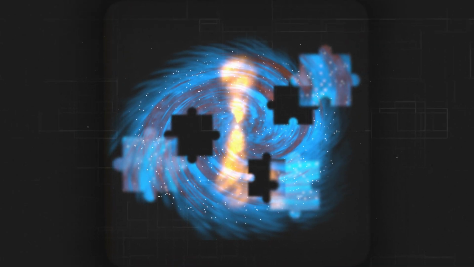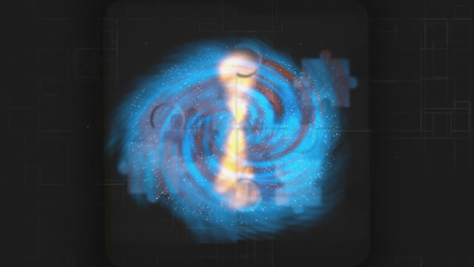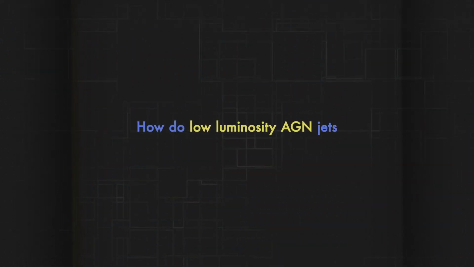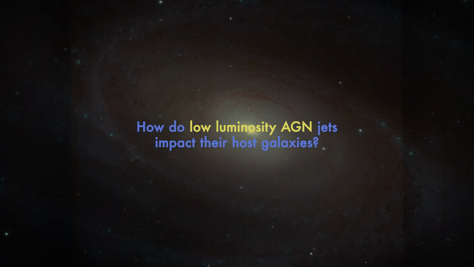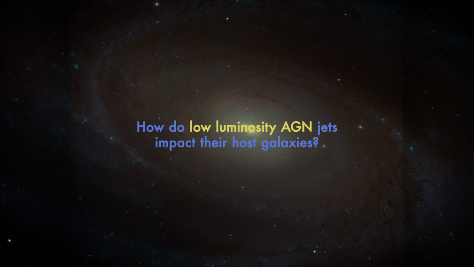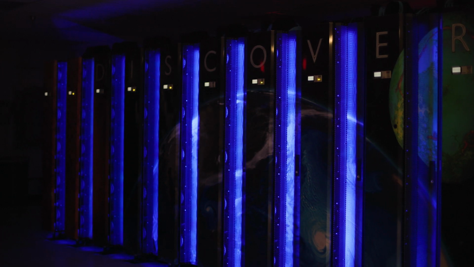It's like a big puzzle piece. We're doing a jigsaw puzzle and there's pieces that are missing, and there's some that we have fairly well put together, but others where we have no idea what's there. One of the major puzzle pieces that we're missing is how these low luminosity AGNs impact and determine the evolution of their host galaxies. For this problem, we have to use supercomputers.